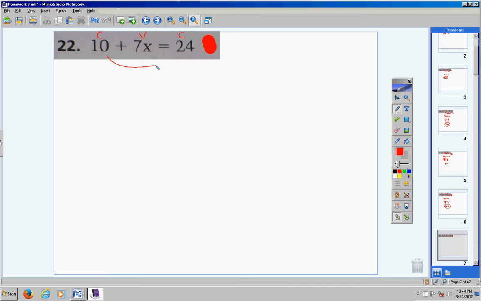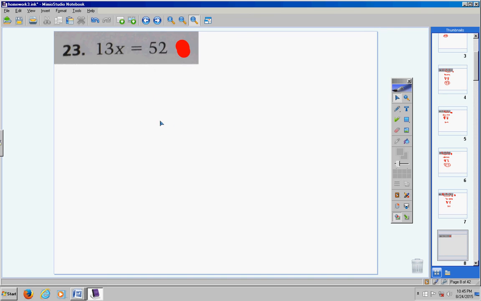So bring your 10 over here so that we have all of your constant terms on one side. When you bring the 10 over, it becomes negative. So I'm left with 7x equals 24 - 10. Alright, now let's simplify the right side. You owe me $10. You have 24. So you pay off your $10 debt and you're left with $14 to the good. Your coefficient is 7. Divide both sides by 7 and x equals 2. 14 divided by 7 is 2.